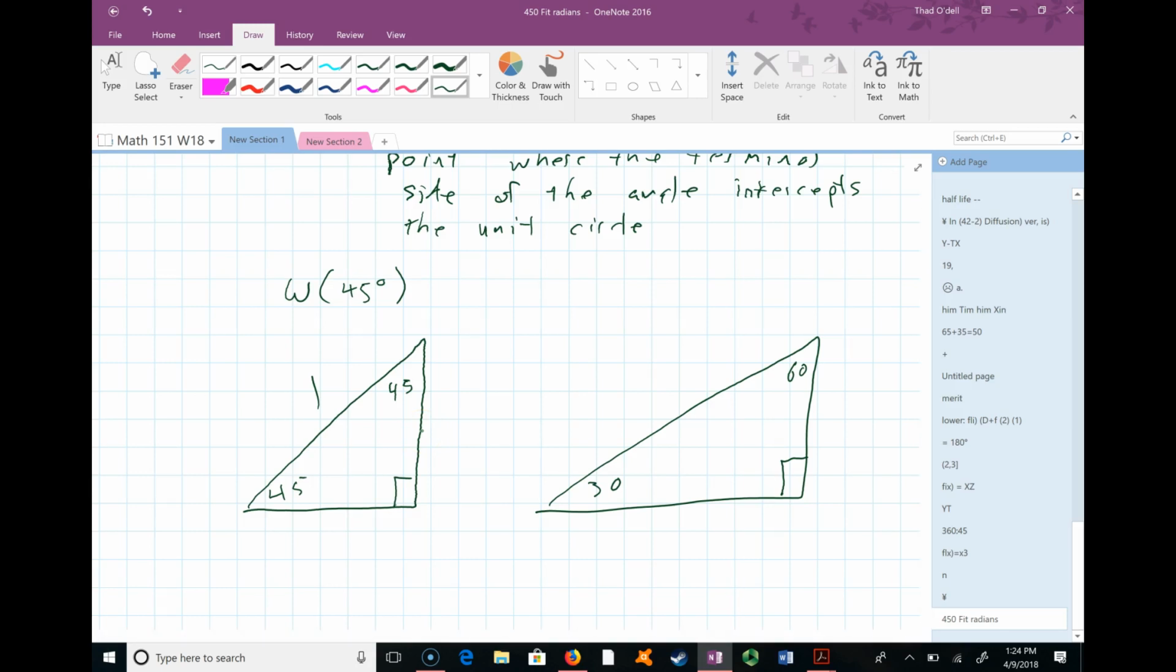So to go to here, we'd have to divide by square root of 2. If we're going from the legs to the hypotenuse, we'd multiply by the square root of 2. So this length is going to be 1 over square root of 2, and this is going to be 1 over square root of 2.